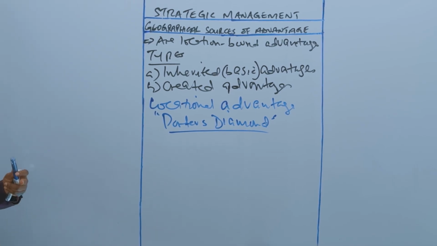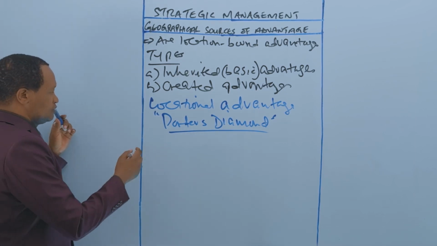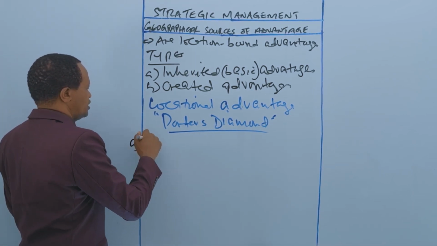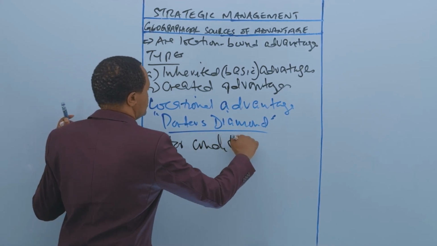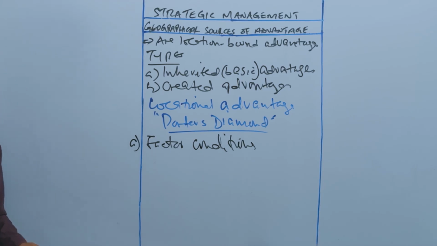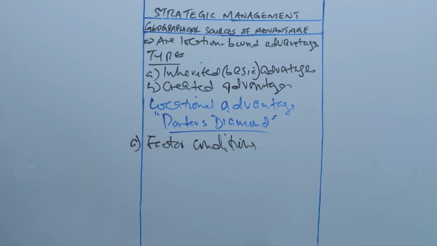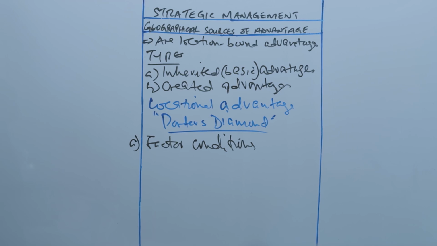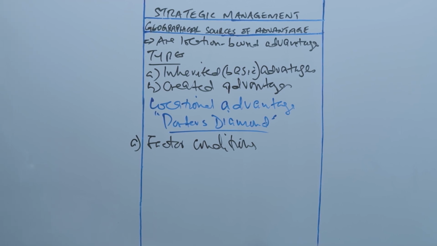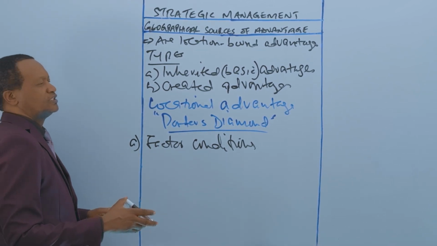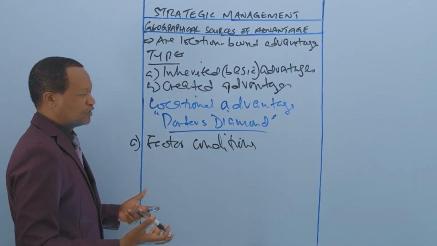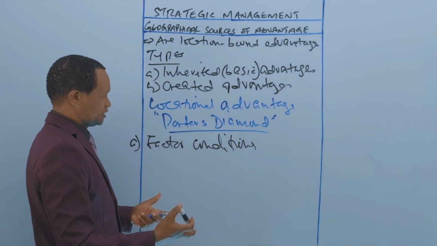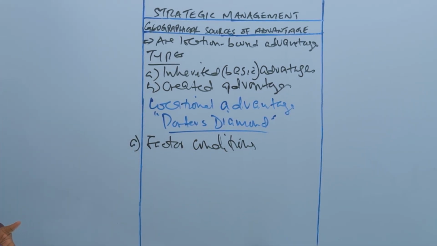And that could be because of what we call factor conditions. This model has factor conditions. This is access to specialized inputs, like AI researchers, say in Silicon Valley, or the precision of the German engineers. What we're calling factor conditions.